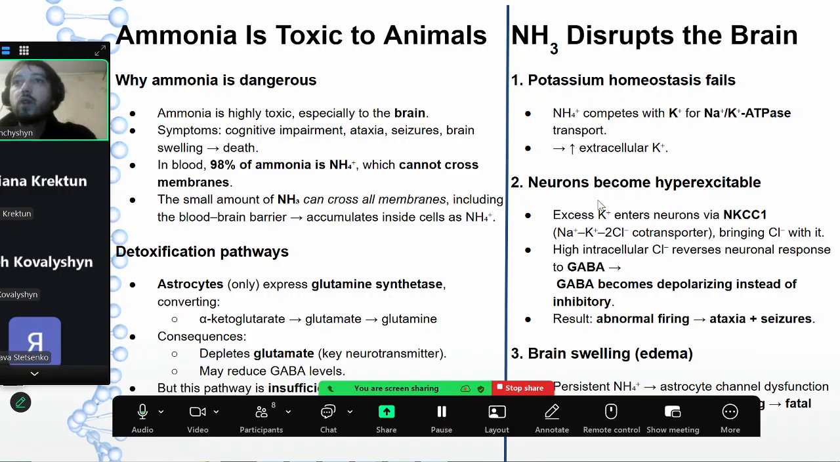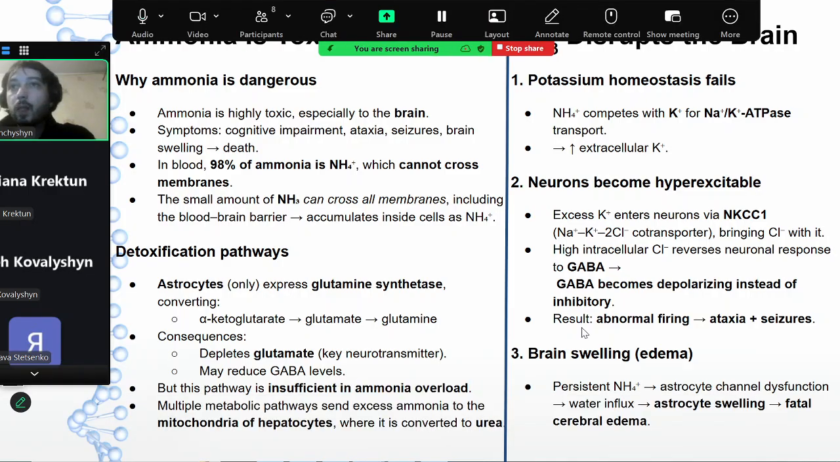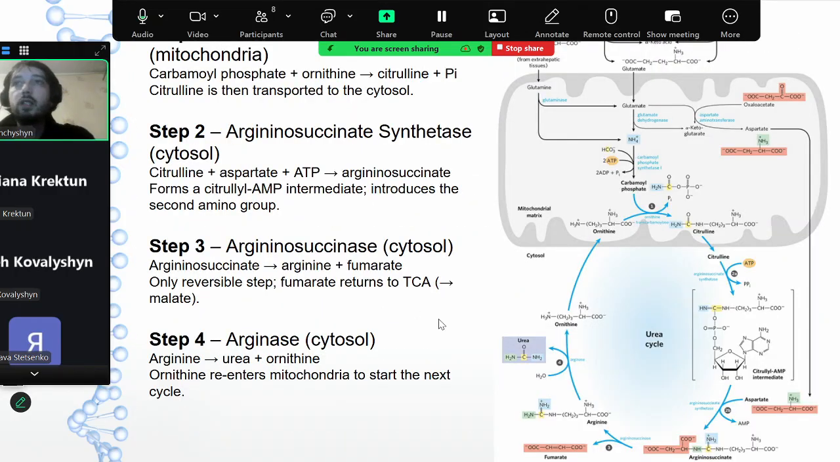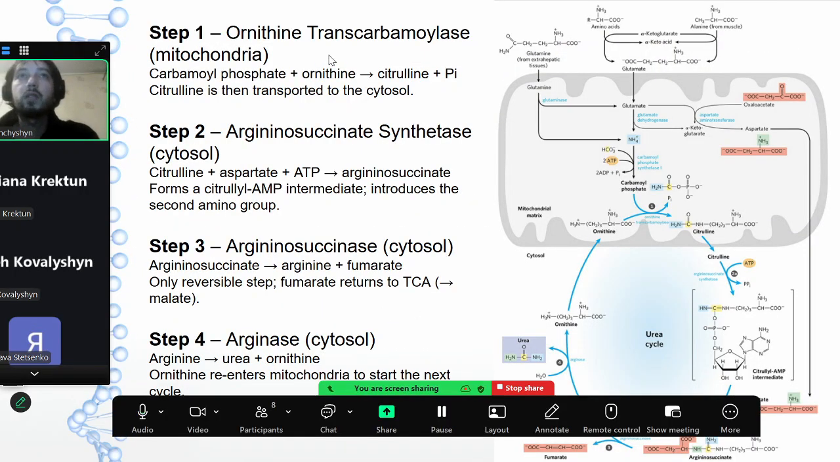So here you see the ways it disrupts the brain, like problems with potassium homeostasis and so on. I don't think I will get into all these details. You may look them up a bit later. Here is basically the urea cycle, or the ornithine cycle, that I have promised to you. So, four big steps. Here it is in the image with the compartments shown.